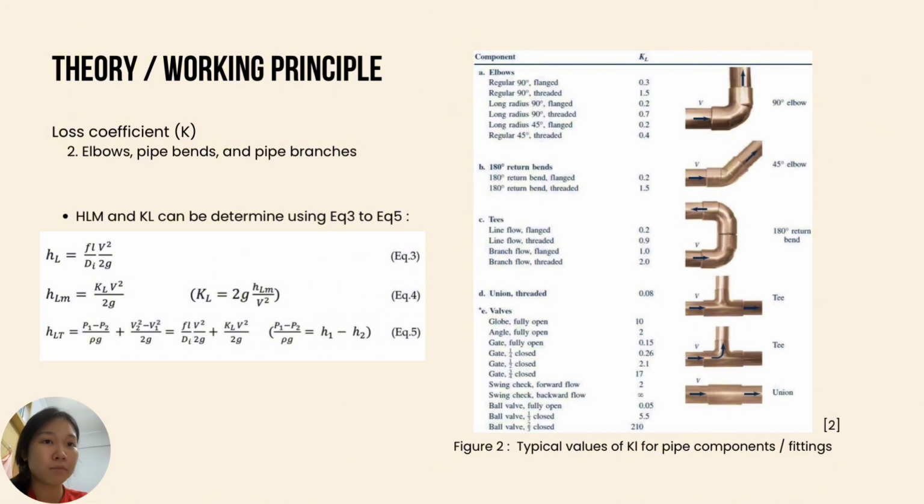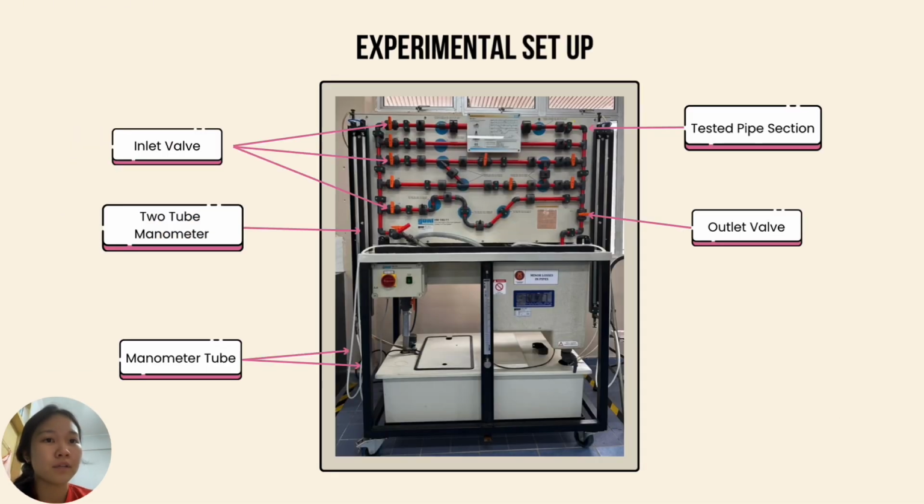So this is the second part, which is the elbows, pipe bends, and pipe branches. For this part, the K I will get from figure 2. Next, experimental setup. The experimental setup consists of inlet valve, 2-tube manometer tube, tested pipe section, and outlet valve.